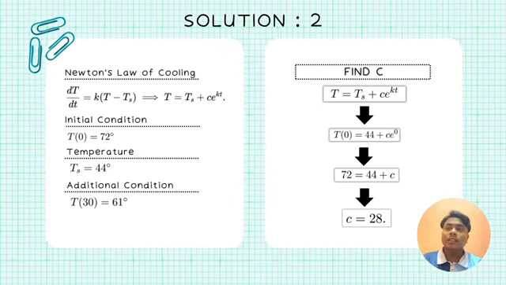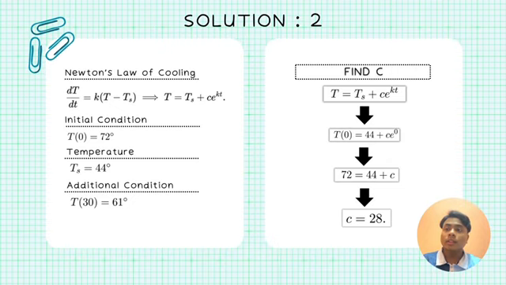Okay, let's go for calculation and solution for these problems. In this question, the initial condition given is T0 equal to 72 degrees. The surrounding temperature is Ts equal to 44 degrees, and the additional condition given is T30 equal to 61. Next, we need to find C.